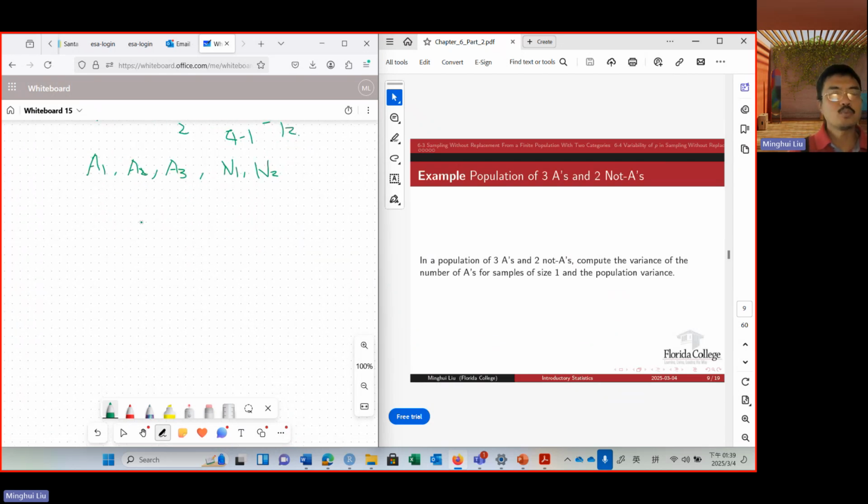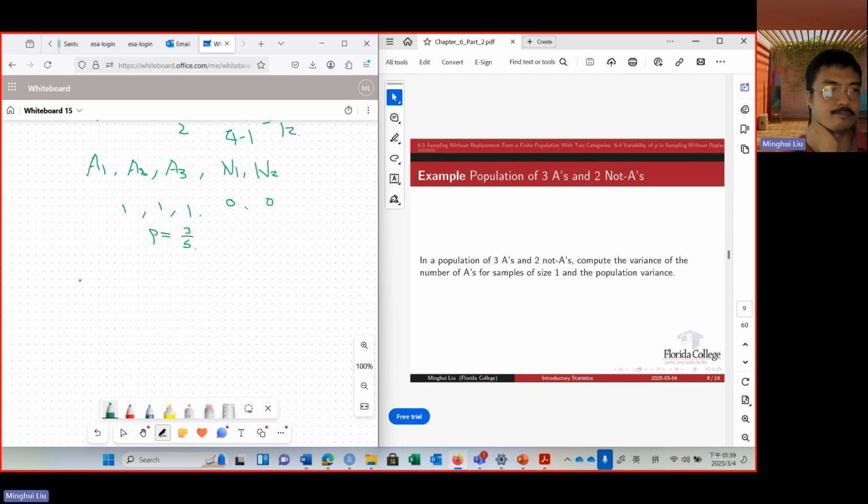Of course, for a sample of size 1, you have 5 different samples, and they will give you different p-bar values. If you choose an A, then the value of p bar is 1. If you choose A2, the value of p bar is 1, and choose A3 is 1, and so on. So you have 3 1s. But on the other hand, if you choose a sample of size 1 being N1, this becomes 0, and then N2 will also give you 0, and so on. And also we know the p-value, the true proportion of A's, is equal to 3/5. So this is the true proportion.